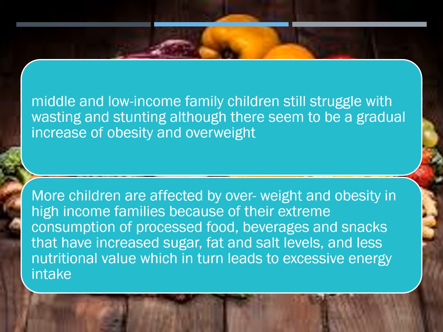So research has shown that middle and low income family children struggle mostly with wasting and stunting. Although there has been an increase in obesity and overweight, this group of children usually suffer from wasting and stunting. That means they're eating less. And from high income families, the children are affected by overweight and obesity because of their extreme consumption of processed food, beverages, and snacks that have increased sugar, fat, and salt levels, and less nutritional value, which in turn leads to excessive energy intake.